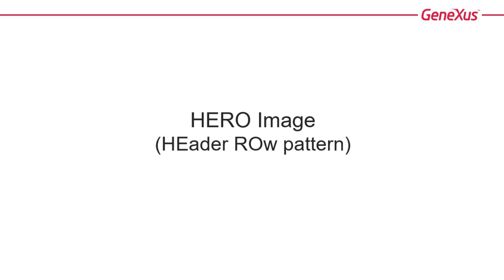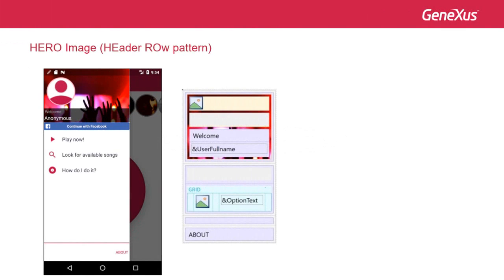First, we take the hero image, which comes from the header row pattern. Hero image is currently used in all apps. What does this design pattern mean?